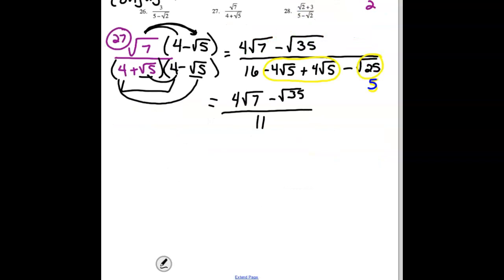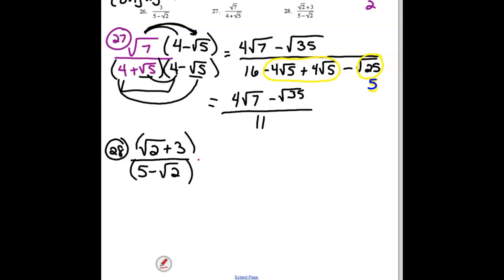We're going to try one more, question 28. All right, so we need to rationalize this using the conjugate of the denominator. So instead of 5 minus root 2, we're going to use 5 plus root 2. Whatever we multiply to the denominator, we also have to multiply to the numerator. Now for this one, we're going to have to FOIL both the numerator and denominator.